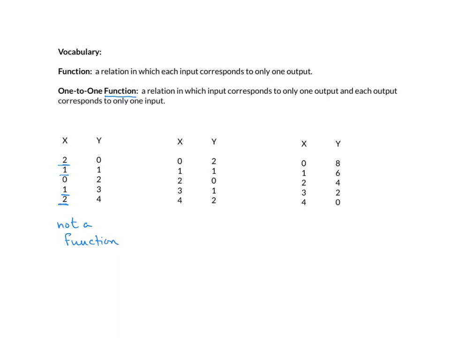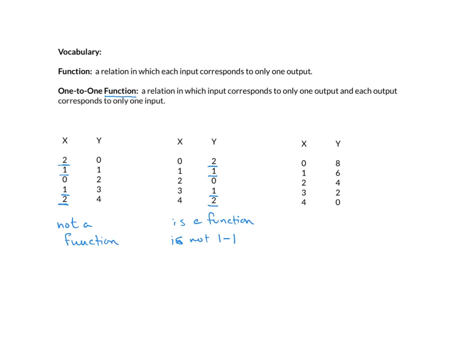Let's look at our second table. Our second table is a function. If you look at each x value, they appear only one time, but it is not one-to-one because we do have y values that appear multiple times. 2 appears twice, as does 1 as well.